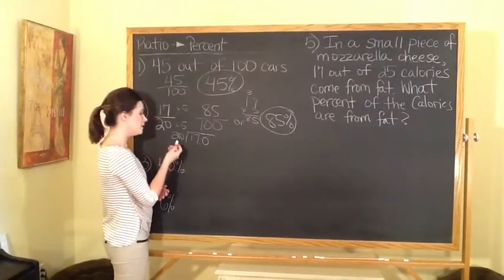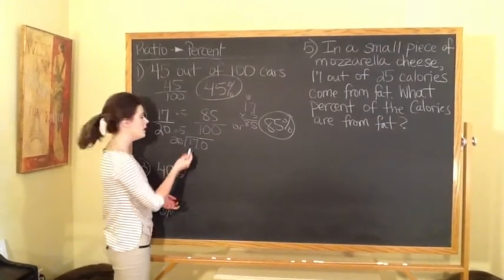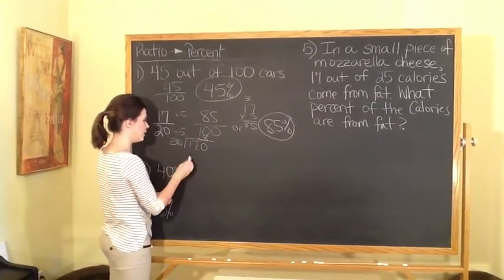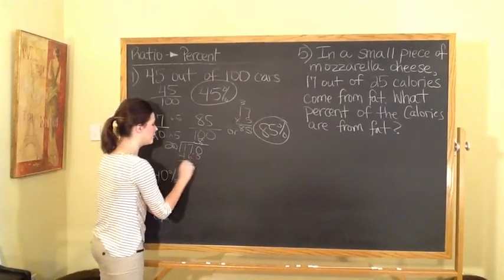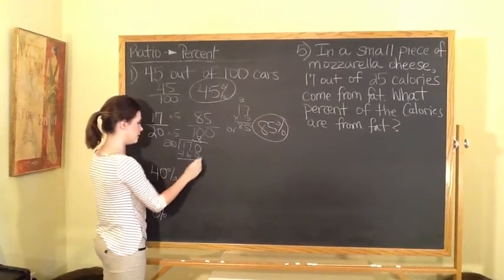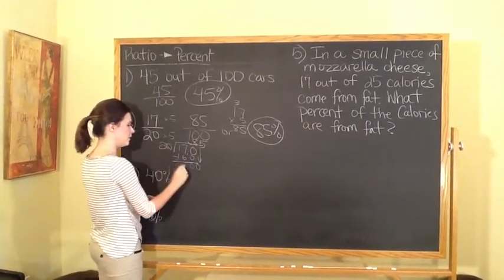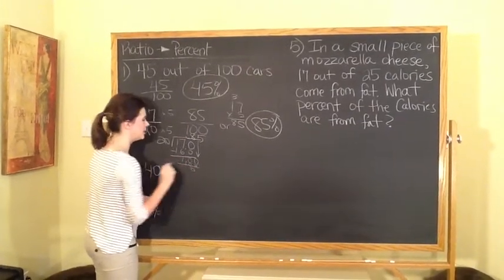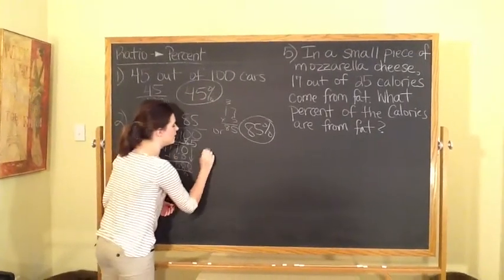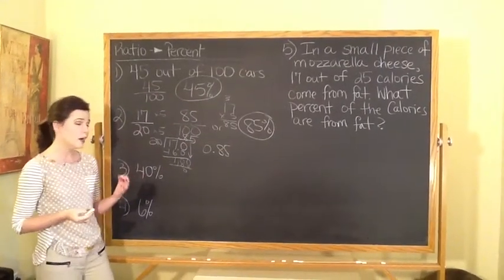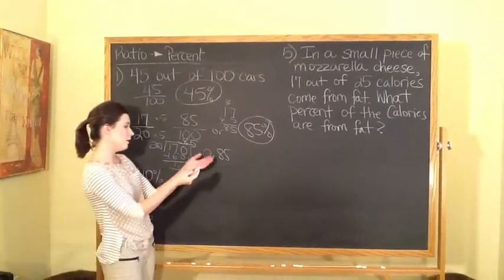Now, how many times does 20 go into 170? Goes in 8 times. So we're going to have 8 times 20, which is going to give you 160. You're going to subtract, and you're going to get 10. Bring this down. And then 5 times 20 is going to give you 100. Subtract, you're going to get a remainder of 0. So now we have 0.85. So this is 85 hundredths is our decimal form.